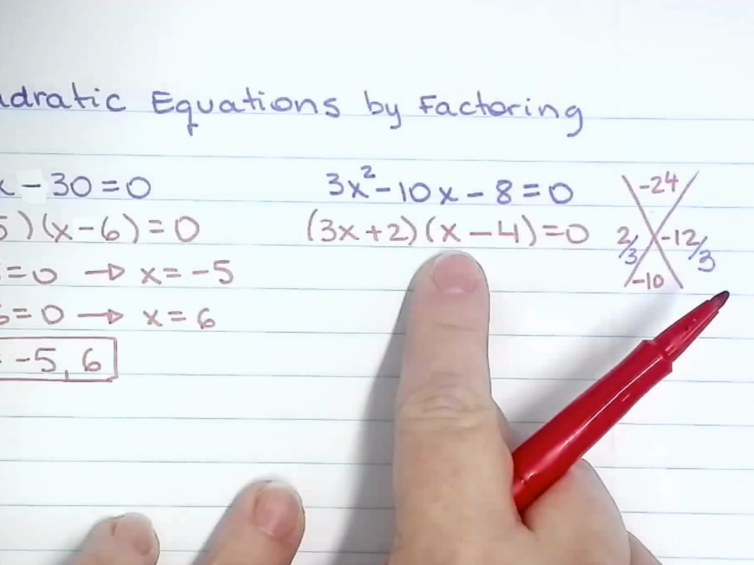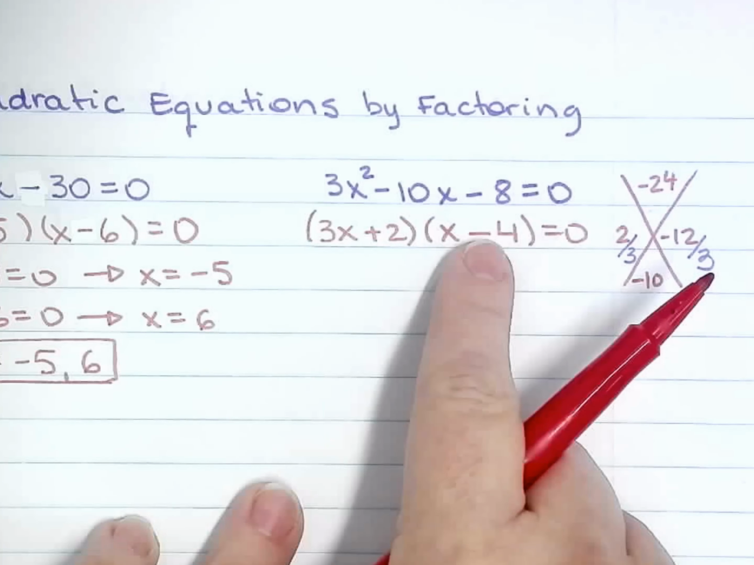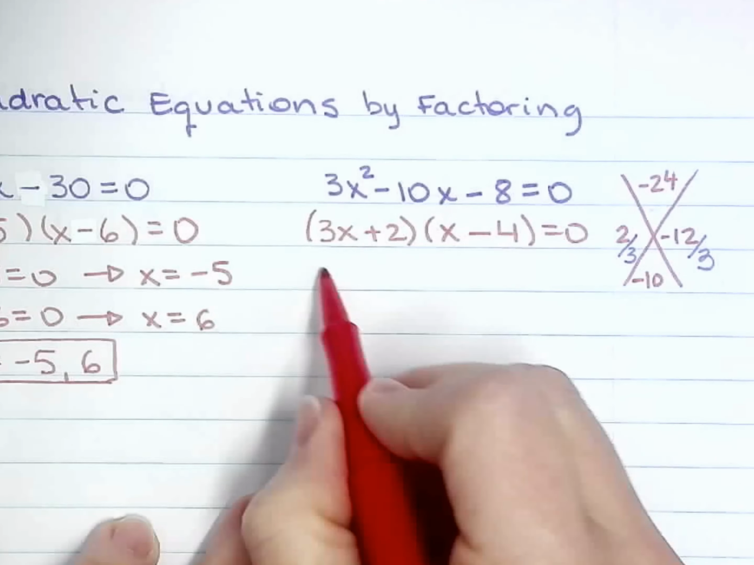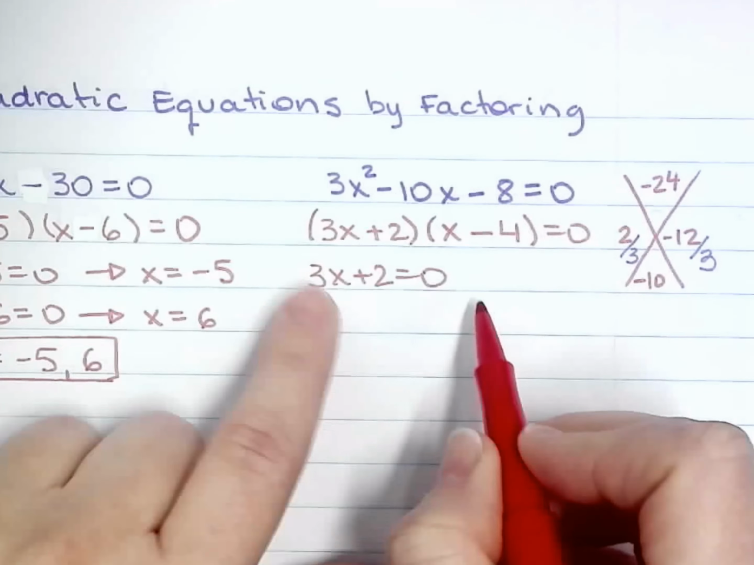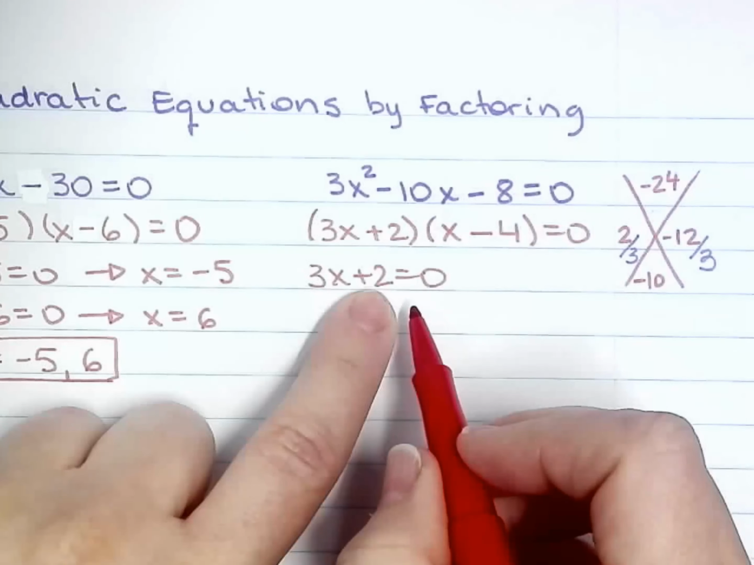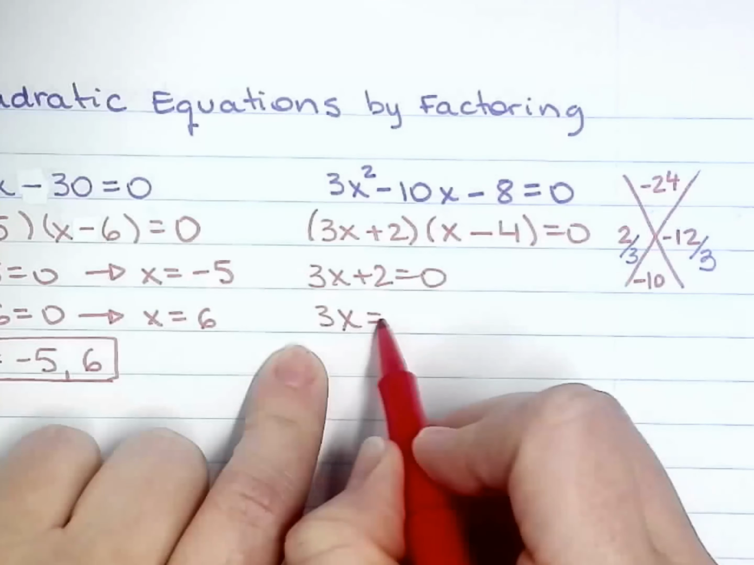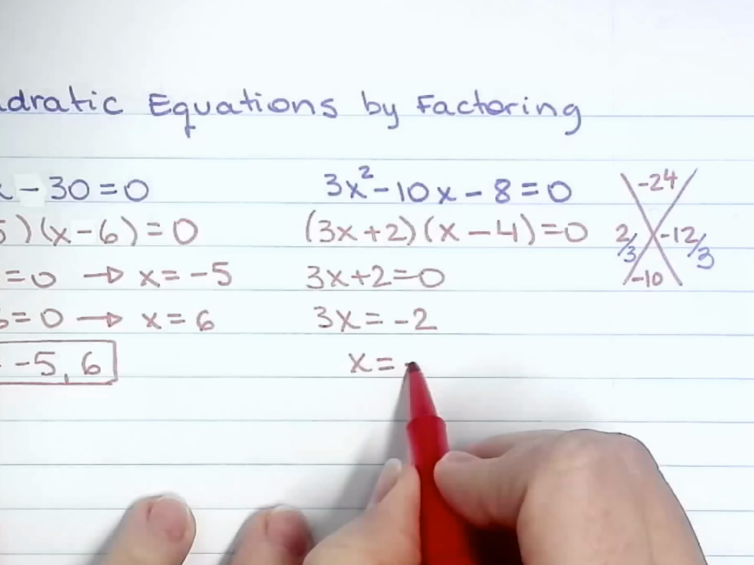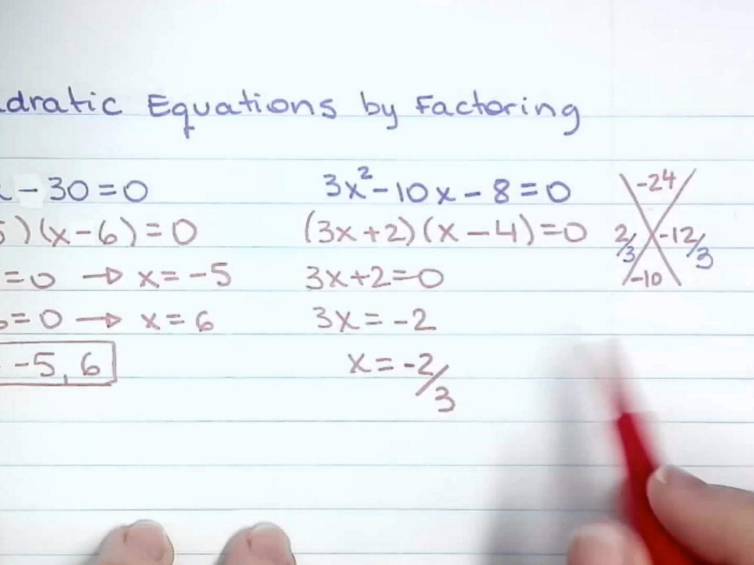Now that I already know how to factor, and I'm good at it, I'll go ahead and set each factor equal to 0 and solve. So here I have 3x plus 2 equals 0. Solve for x, so minus 2. From here I'll have 3x equals negative 2, and x equals negative 2 over 3. So that's one of my roots, that's one of my zeros.